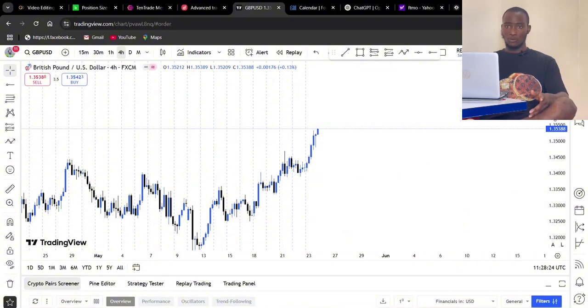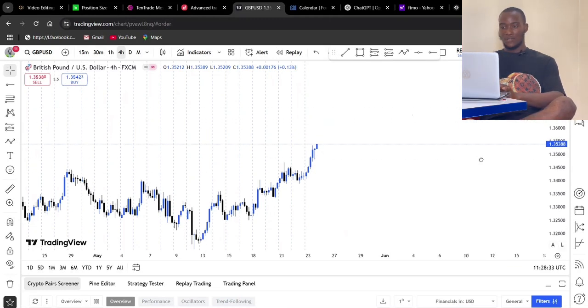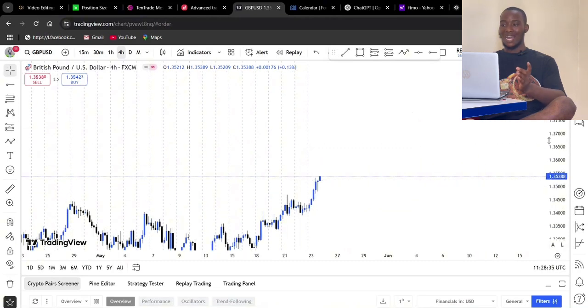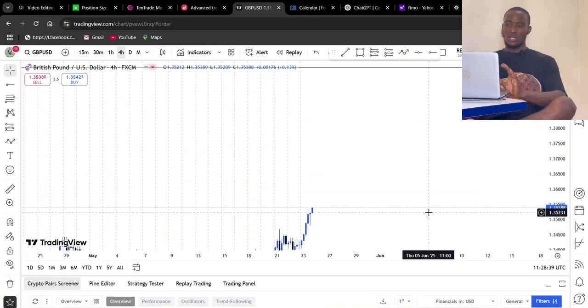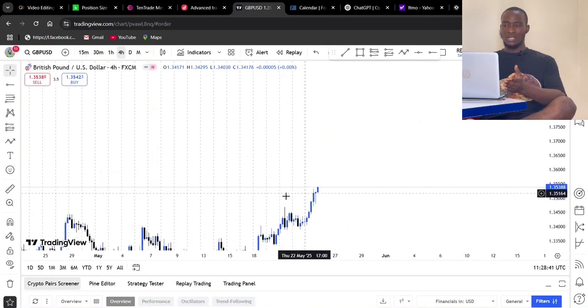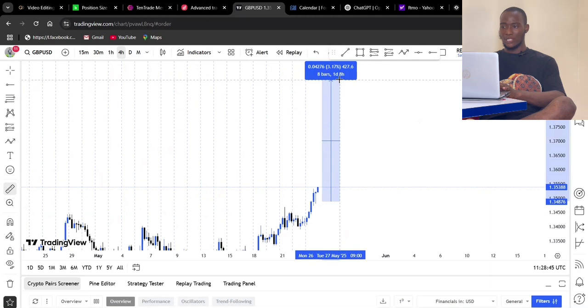When I say correctional move, what do I mean? I mean a retracement. You understand? That's higher high and a higher low. So now the market has given us a higher high. We're anticipating a higher low in order for us to continue buying. The reason is that we need other people to join in buying this pair in order for us to get to the next price point.